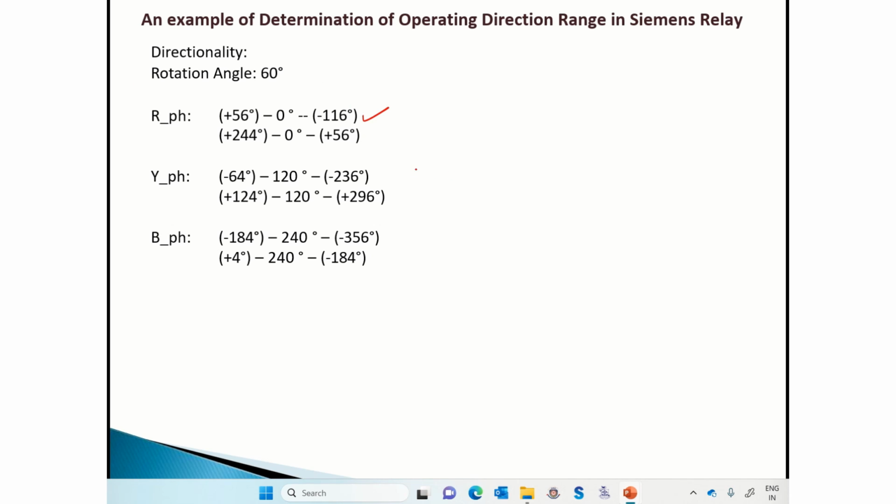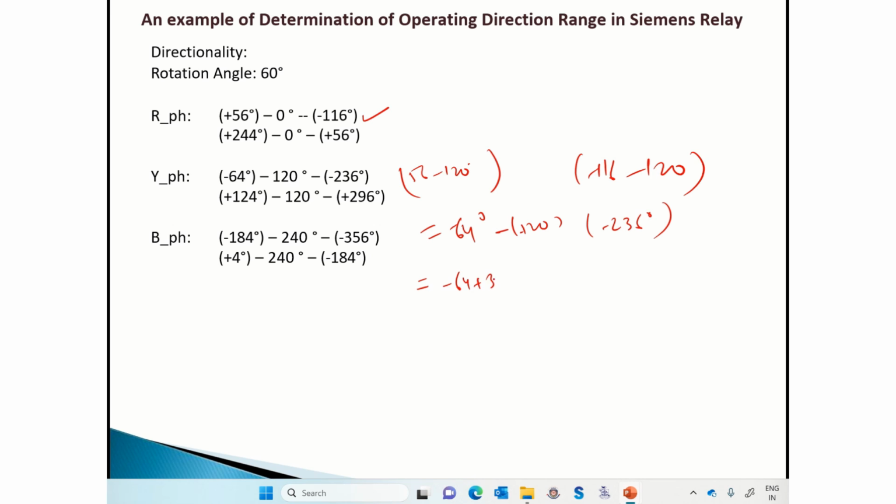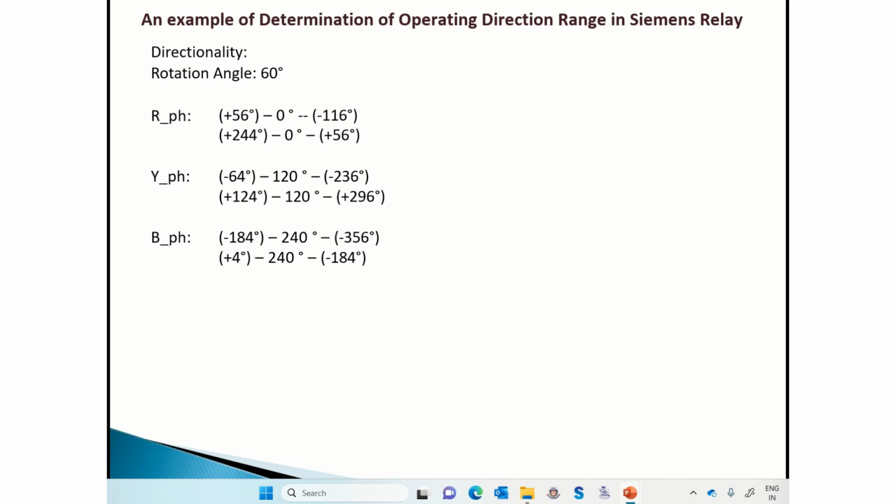You have to determine for Y phase. Simply subtract 120: 56 minus 120, and 116 minus 120. You can write this as minus 64. This is at minus 236°, including minus 120. So this minus 64 you can write as minus 64 plus 360, and this minus 236 you can write as plus 360, and this will then be 296, and this is 124 degrees. So this is again 124 to 296. Likewise, you can determine the direction for B phase.